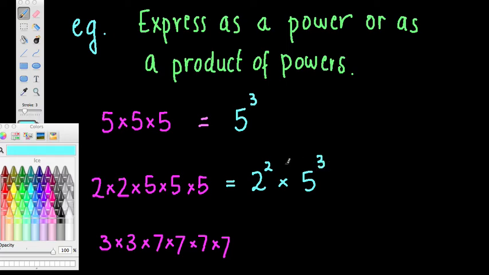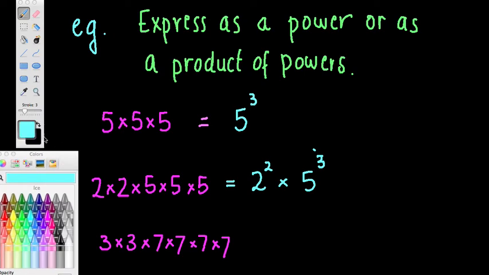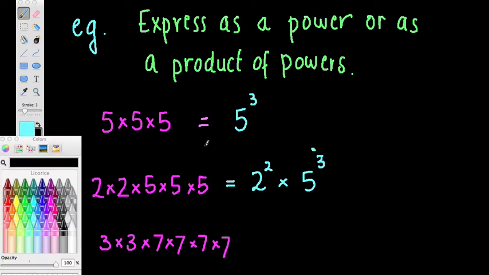2 times 2 is 2 squared. 5 times 5 times 5 is 5 to the power of 3. This is now expressed as a power. We've got two separate ones, which is where this product of powers comes in. I'll just remove that.